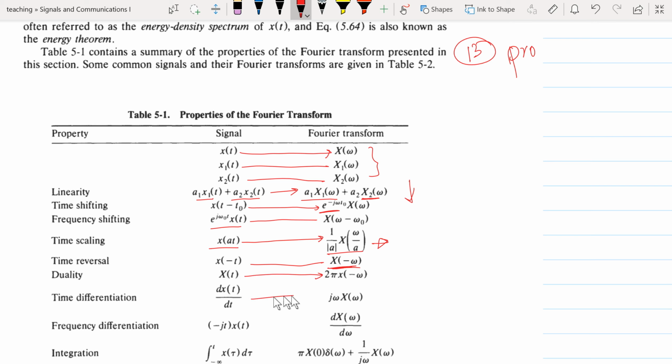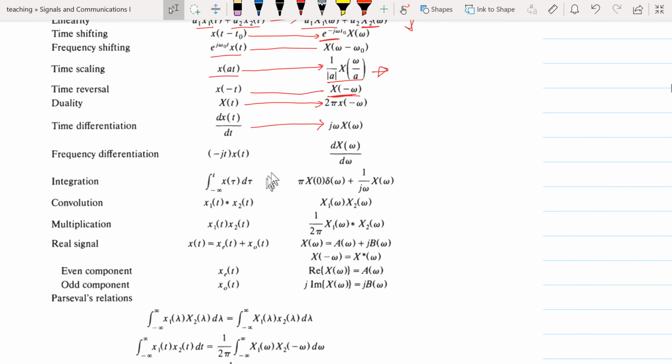We also did time differentiation, where we introduce a j omega component. In frequency differentiation, again, we introduce a minus jt component on the time domain. And then we did integration, where we introduced a constant that we called the DC component, after dividing our Fourier transformation by j omega. And then we said that convolution in time is equivalent to multiplication in frequency, and multiplication in time is equivalent to convolution in frequency, except with the introduction of the division by 2 pi.